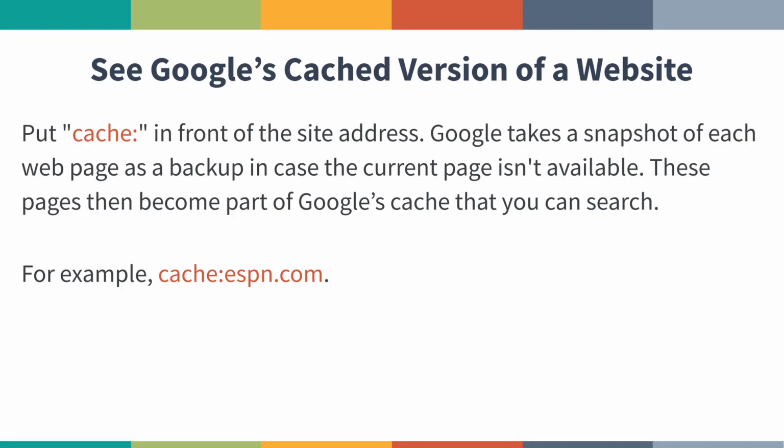Another cool one that a lot of students don't know about is finding the cache version of a website. Every once in a while, Google or the other major search engines will take a backup of each website. So if you type in cache colon and then a website, it will actually show you a previous version of that site.